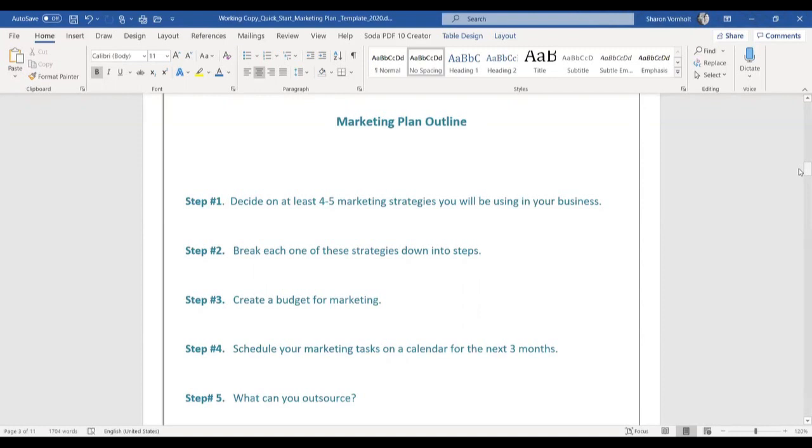Now, creating your budget, I tell everyone, start where you are and then have a plan to get where you need to be, though. So we'll talk about budgeting a little bit more in a minute, too. So step 4 is schedule your marketing tasks on a calendar for the next 3 months. This is so critical. So you need to get the first 3 months down, and then as each month passes, you'll get the next month down on the calendar and so forth.